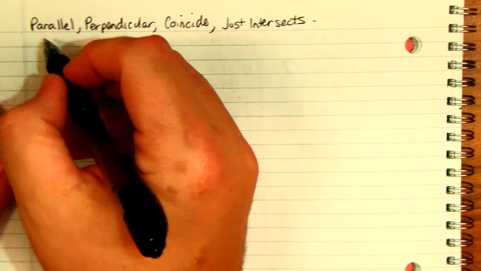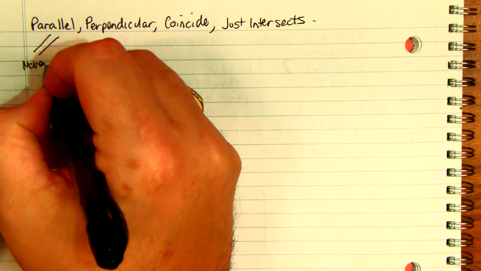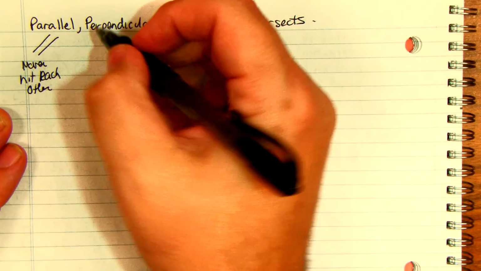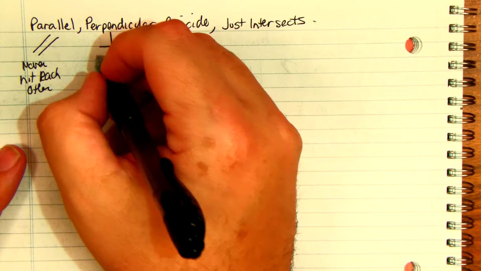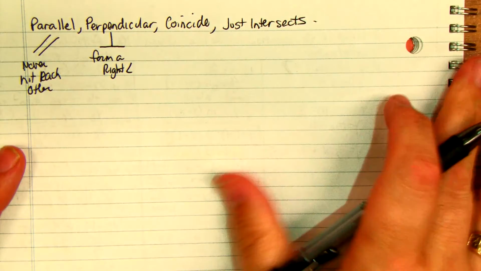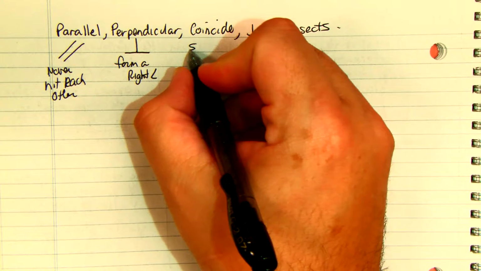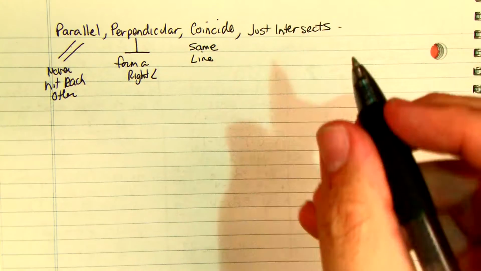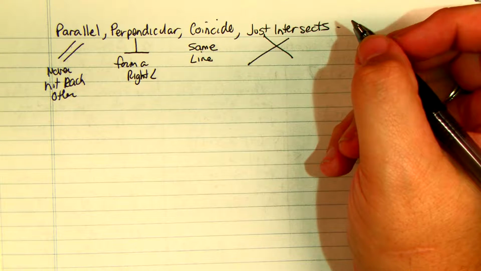For each of these parallel lines, did they ever hit each other? No. What's special about perpendicular lines? They form a right angle. Coincide: they're the same line. If we graph them, they're on top of each other. And if they just intersect, nothing special is going to happen. They just intersect each other.